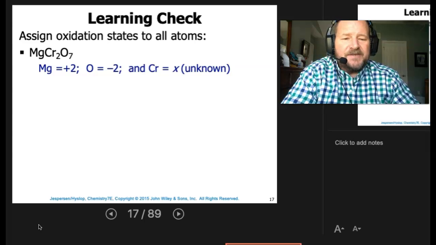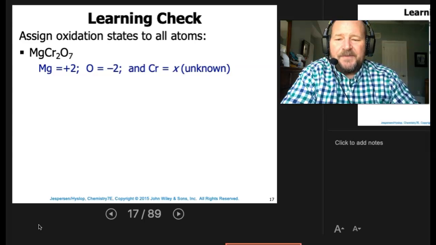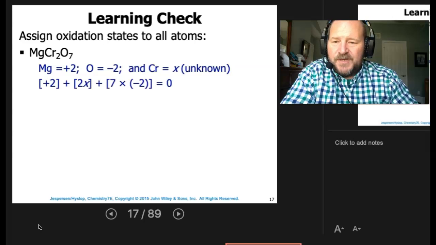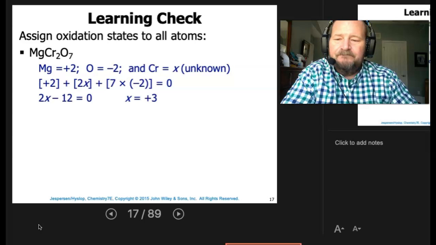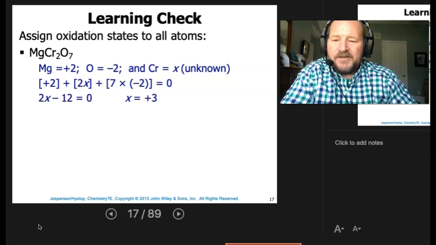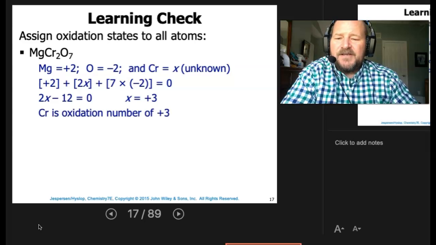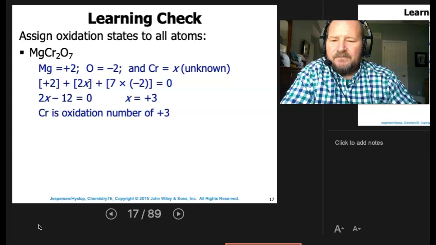We know that magnesium has to be a +2. We know oxygen has to be a -2, and we don't know what chromium is, so chromium is an X. We know the whole thing has to equal 0. So +2 plus 2 times X, because we have 2 chromiums, plus 7 times -2, all has to equal 0. So 2X minus 12 equals 0. Then X equals +3. Chromium then is oxidation number of +3.